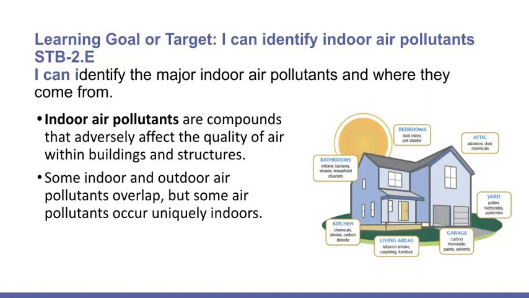So indoor air pollutants are similar to outdoors, except they're indoors, and they adversely affect the quality of air within buildings and structures. Some indoor and outdoor air pollutants overlap, but some air pollutants occur uniquely indoors. So you can see on this picture the different types of air pollutants in different places in the house. In bedrooms, you have dust mites and pet dander, which are like little particles that come off of pets. In yards, pollen, herbicides, pesticides, etc.